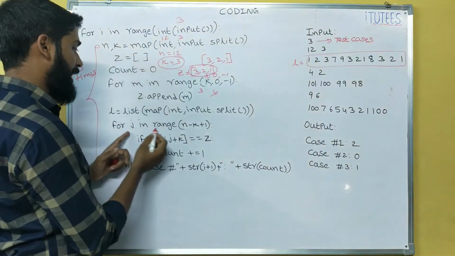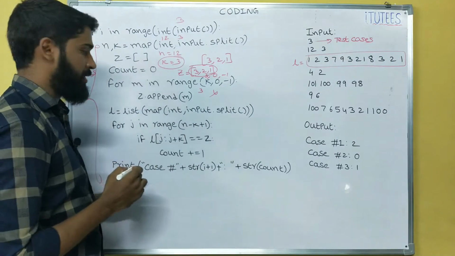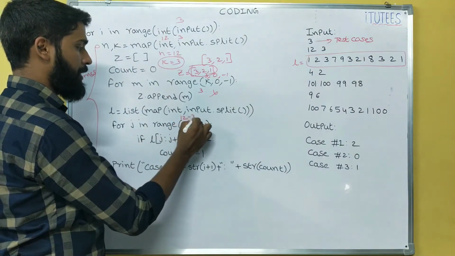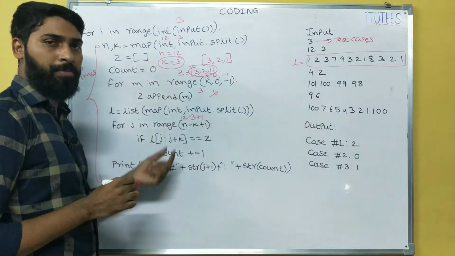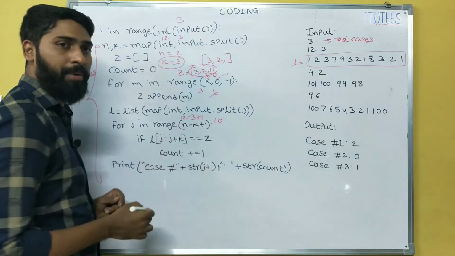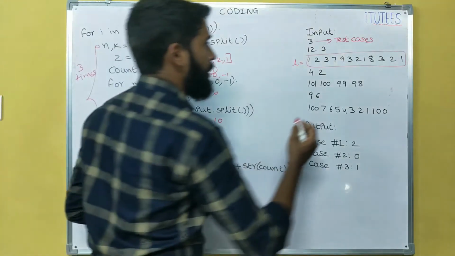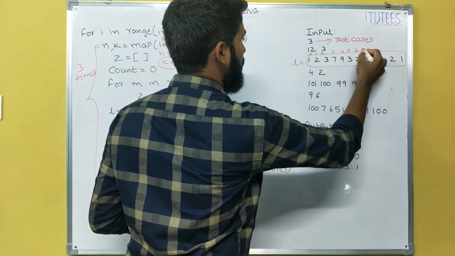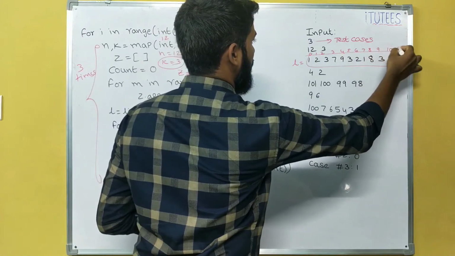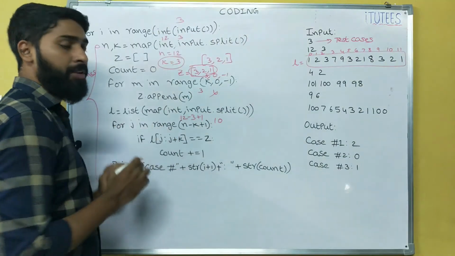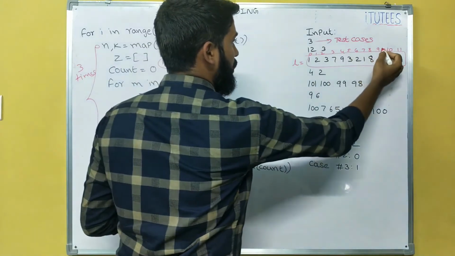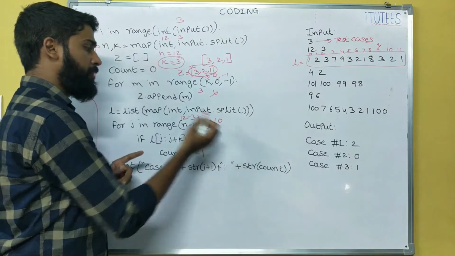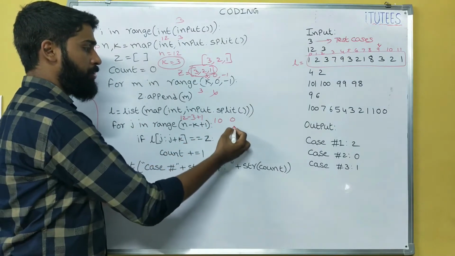Okay. For j in range of n minus k plus 1. What is the n value? 12. So minus k means minus 3, plus 1. So 12 minus 3 is 9, plus 1 is 10. That means we can check up to index 0, 1, 2, 3, 4, 5, 6, 7, 8, 9, 10, 11. So we can check from the 0th location only up to 9. So j in range of 10, that means values are 0 to 9.